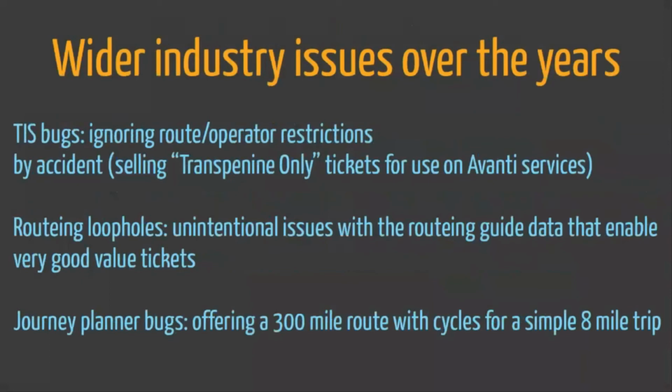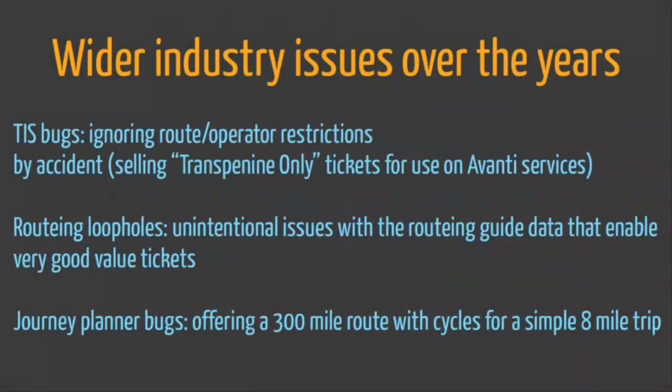So, wider industry issues. We've had bugs in ticket issuing systems, systems that forget how route and operator restrictions work and might sell you a TransPennine-only ticket on an Avanti itinerary, which is an interesting one. Quite often you can get very good value tickets on, for instance, a slow West Midlands Railway service. So when you've got a bug like this, you can suddenly save lots of money.